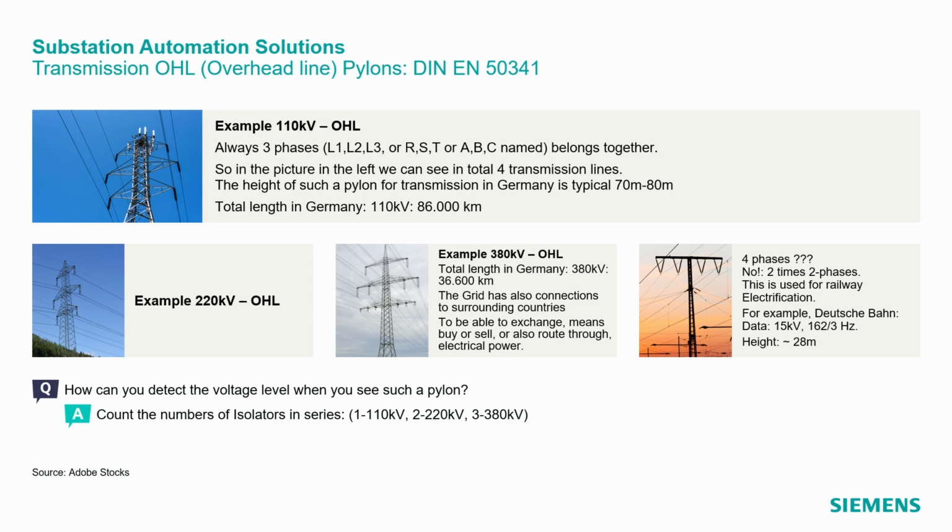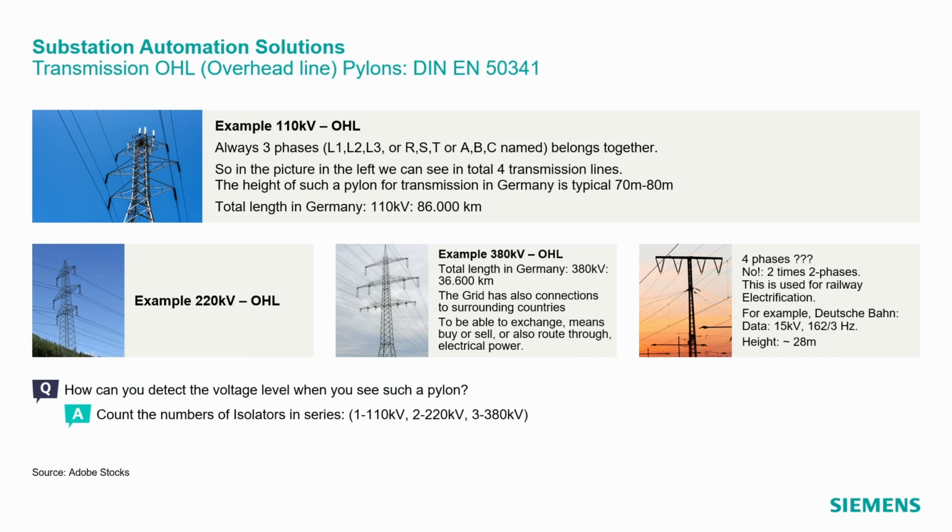In Germany we have transmission lines on voltage levels 110 kV, 220 kV and 380 kV. Can you see which voltage is transmitted in the pictures? Count the number of isolators in series per phase. And there are always 3 phases belonging together. One isolator is 110, 2 isolators 220, and 3 is 380 kV.